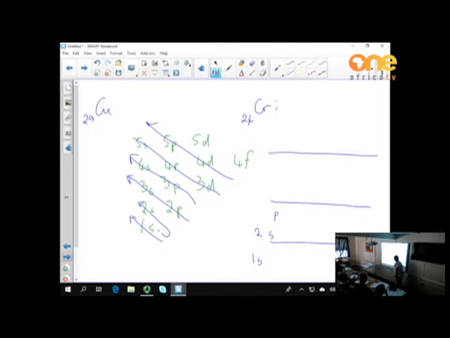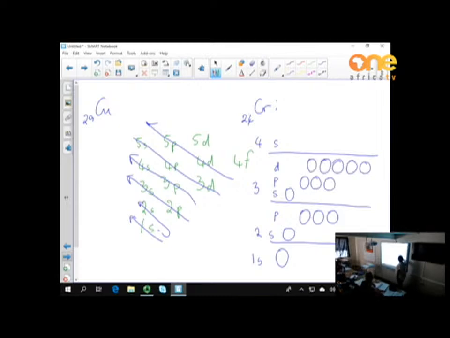1s, 2s, 2p, 3s, 3p, 4s. Okay, so we have that: 1, 2, 3. We have that: 1, 2, 3, 1, 2, 3, 4, 5. We have one there. Okay, I'm not going to draw the others.